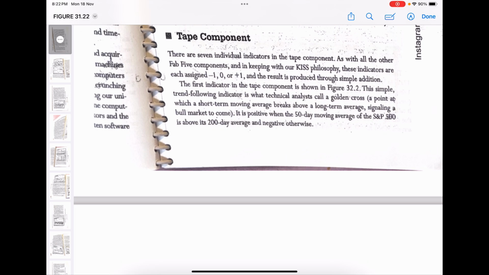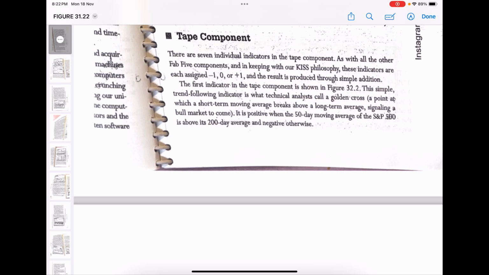What is the tape component of the Fab 5? There are 7 individual indicators in the tape component. As with all the other Fab 5 components and keeping with our KISS philosophy, these indicators are each assigned -1, 0, or +1, and the result is produced through simple addition. So the tape component basically consists of 7 individual indicators, and all of the indicators have a value of either +1, 0, or -1, and then a simple arithmetic addition is done to get the answer.